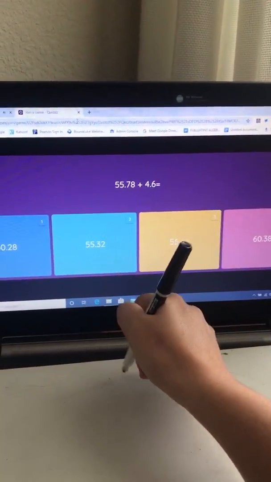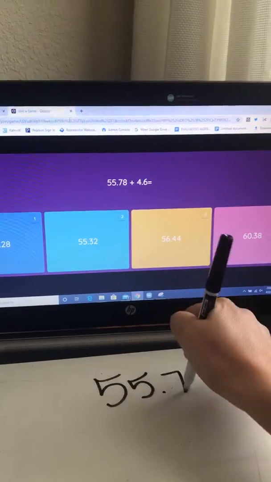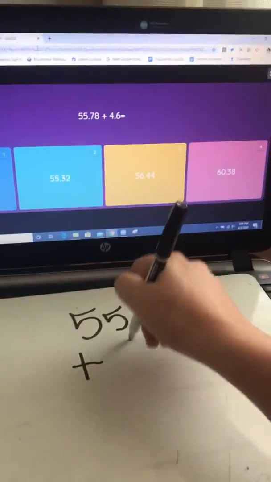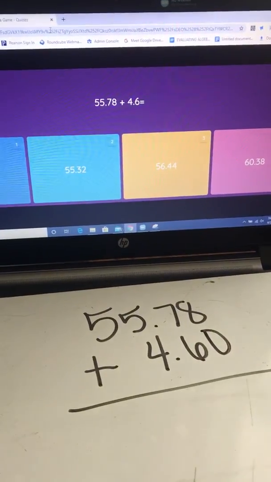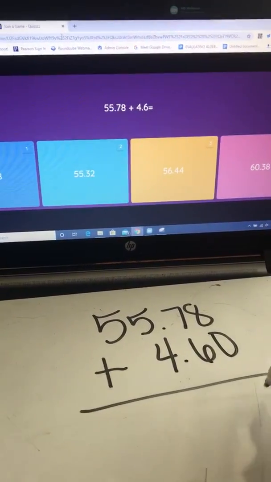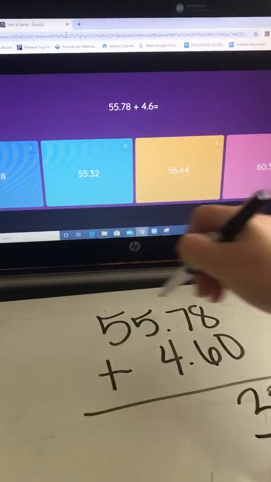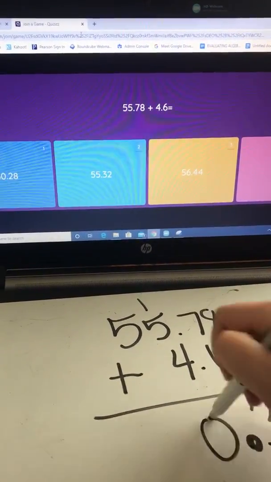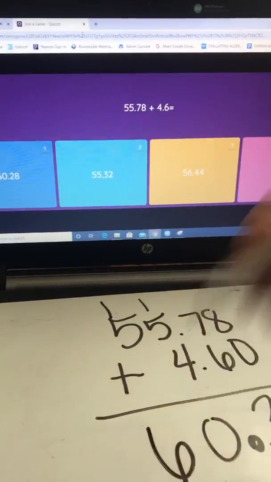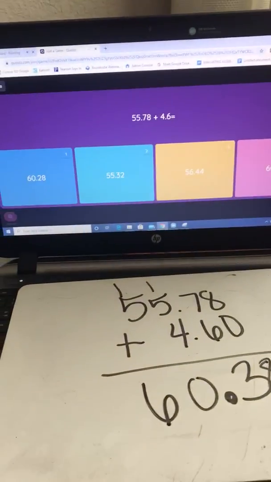For number 1, we're going to add 55 and 78/100ths plus 4 and 6/10ths. I'm going to add a 0 as a placeholder in the hundredths place and add 8 plus 0 is 8, 7 plus 6 is 13, carry my 1, bring down my decimal. 4 plus 5 is 9, plus 1 is 10, carry my 1, 5 plus 1 is 6, so 60 and 38/100ths.